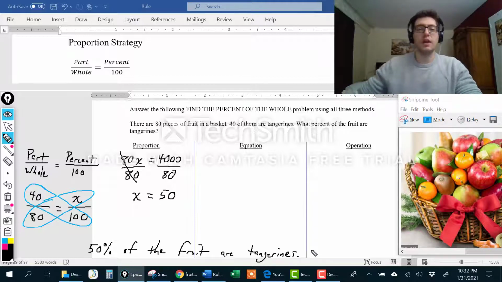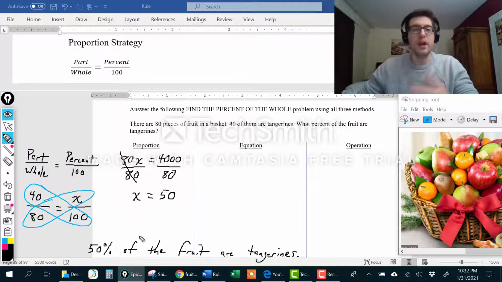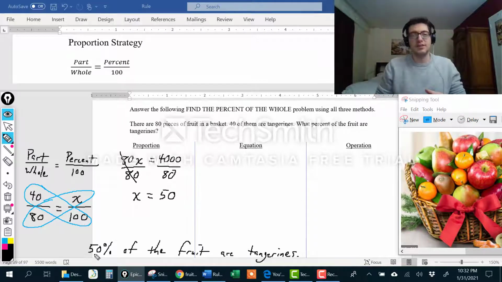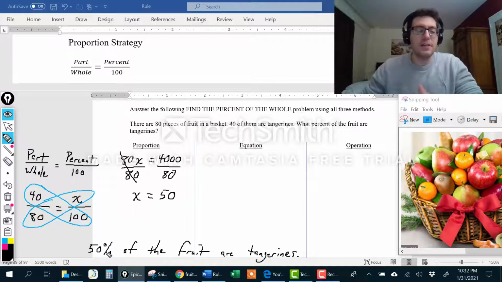Now, another way we could have answered that, well, and by the way, you should know that 50% means half. 100% is everything, 0% is nothing, and right in the middle you have 50%, which is half. And that answer should make sense because 40 is half of 80, so half of that fruit was tangerines.